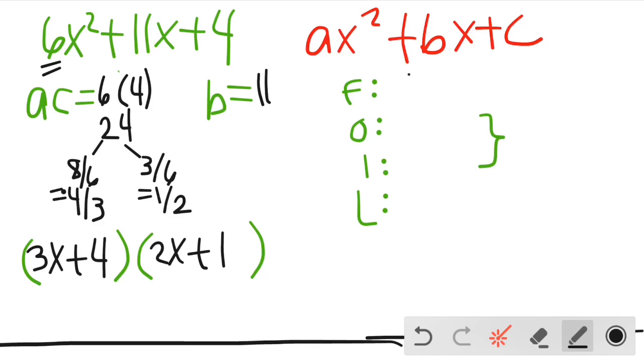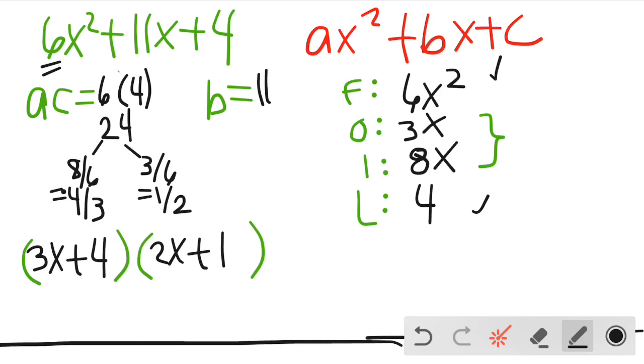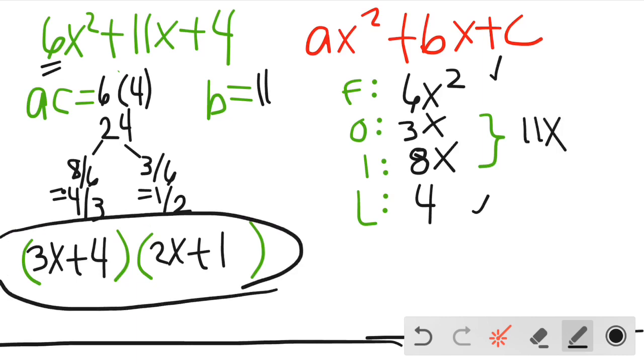3x times 2x will give you a 6x squared. The outer terms will give you a 3x. The inner terms will give you an 8x. And the last terms will give you a 4. Now our first and last terms check. Take a look at the middle terms. This sums up to 11x. And that's what you wanted. Therefore, here are your factors.